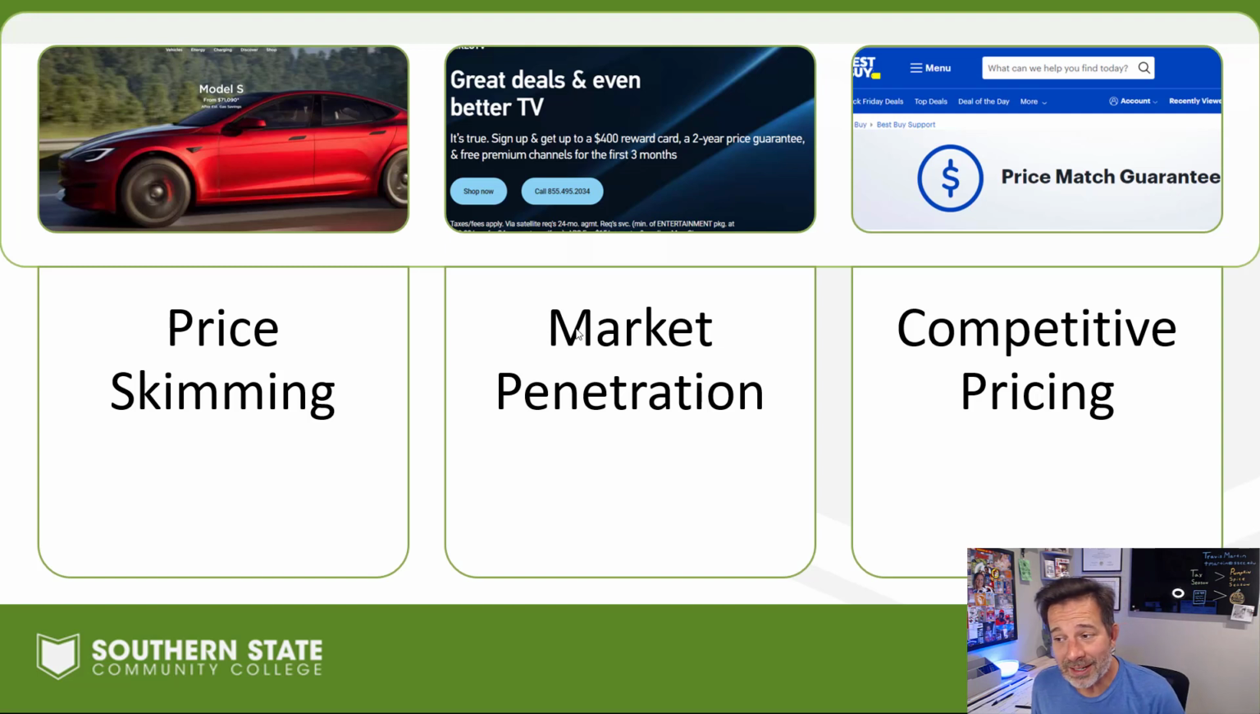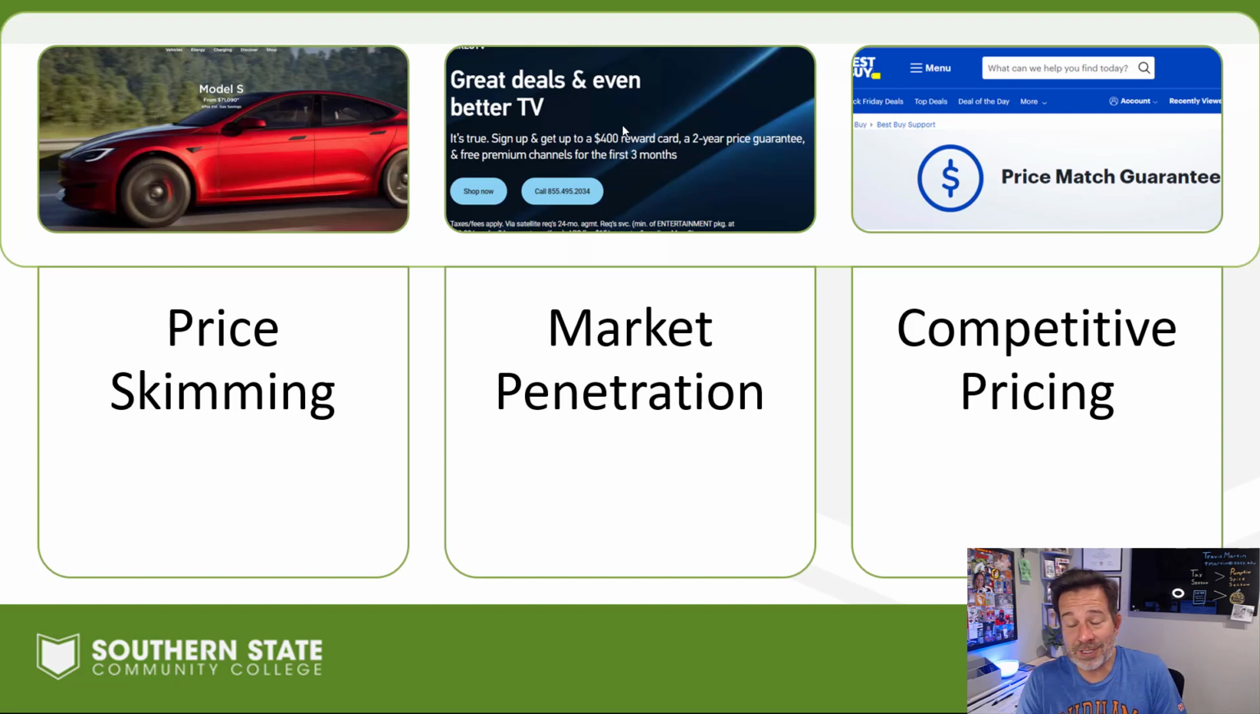Market penetration, we are undercutting the market, trying to raise our sales volume to get people in the door. And a great example, if you've ever gotten a good deal on a cell phone plan or maybe a cable TV package, DirecTV, Dish TV, Comcast, whatever, they usually give you a really great deal up front, don't they? A little example there in the photo, you can see DirecTV. If you sign up, we'll give you a $400 gift card, low prices for 2 years, and free premium channels. Market penetration, they're trying to get people in the door.